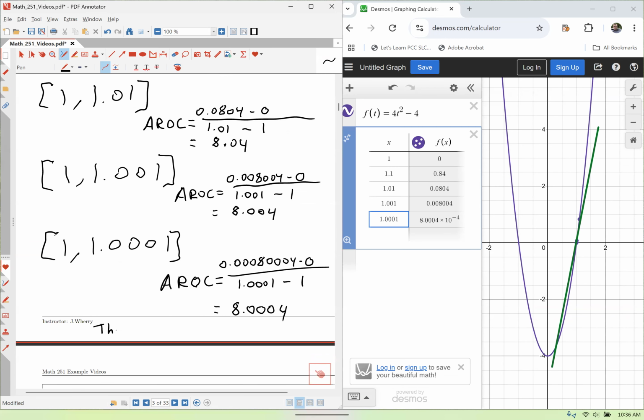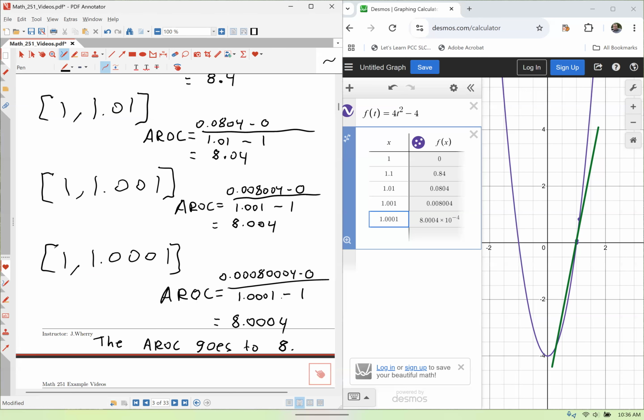So the average rate of change goes to 8. So the instantaneous velocity at this t equals 1 value looks like it's getting really, really close to that number 8. When we learn derivatives in the power rule, we'll see that the derivative at t equals 1 is 8, which supports this claim. That's another quick example. Let's check out some more together.